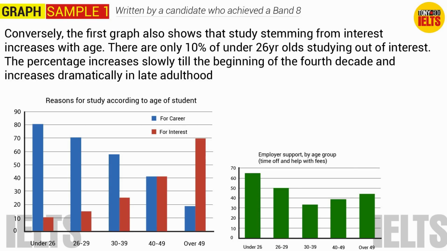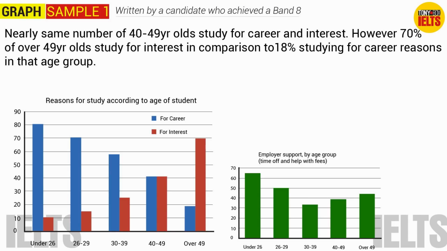Conversely, the first graph also shows that study stemming from interest increases with age. There are only 10% of under 26-year-olds studying out of interest. This percentage increases slowly till the beginning of the fourth decade and increases dramatically in late adulthood. Nearly the same number of 40 to 49-year-olds study for career and interest. However, 70% of over 49-year-olds study for interest in comparison to 18% studying for career reasons in that age group.